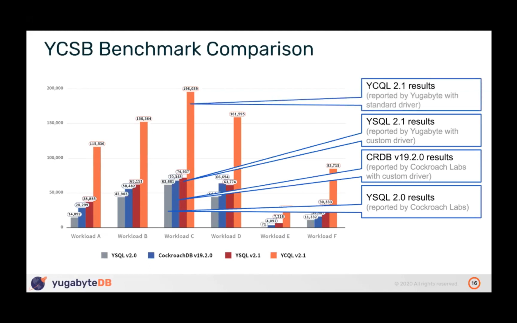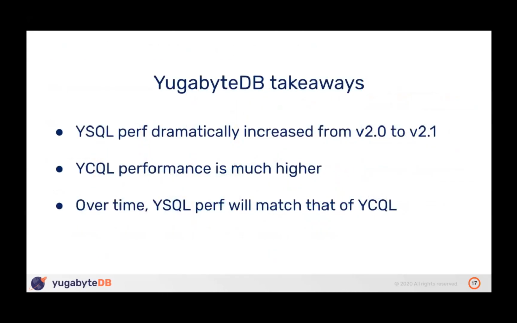The performance of the Postgres compatible API, the YSQL API, is really increasing rapidly with every release. Note that the YCQL API, which is Yugabyte's cloud query language API, has a much, much higher performance than any of these. And this is something that you could run even with the standard YCSB drivers and so on.